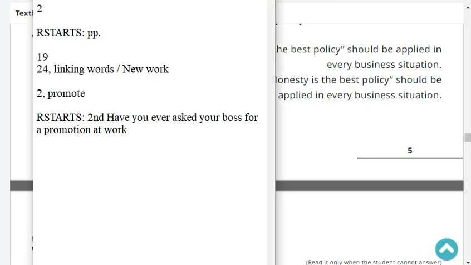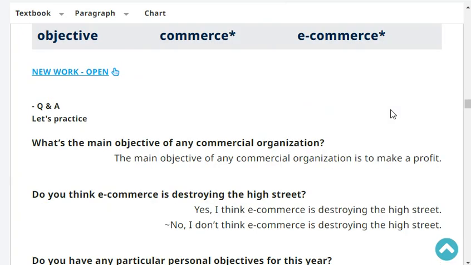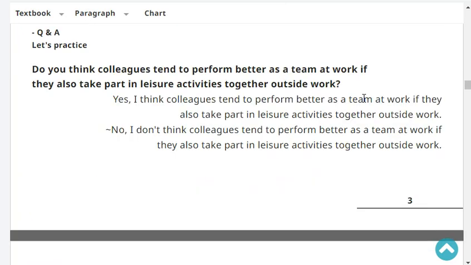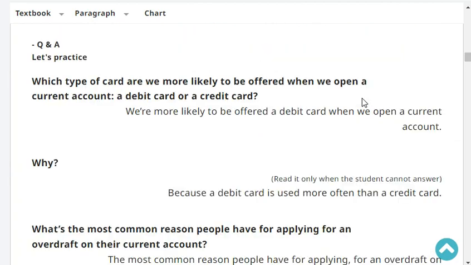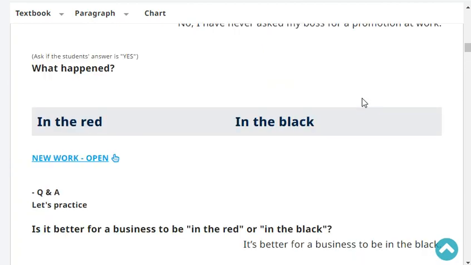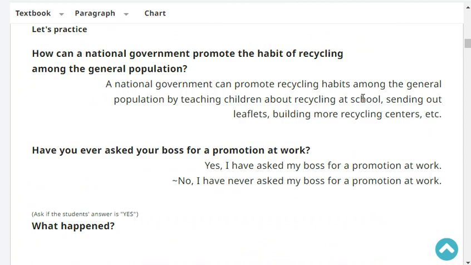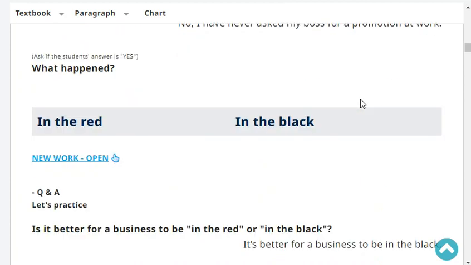Have you ever asked your boss for a promotion? Okay. I found it. Have you ever asked your boss for a promotion at work? No, I've never asked my boss for a promotion at work. Mhm. And in the red, okay, in the red, in the black.